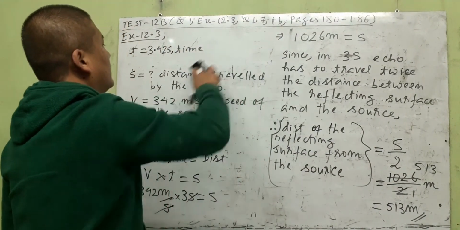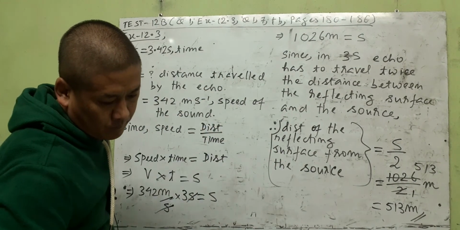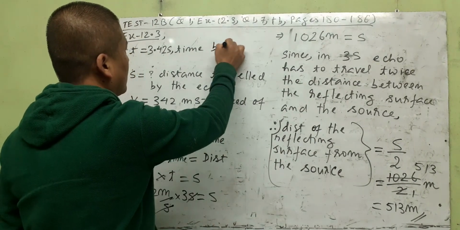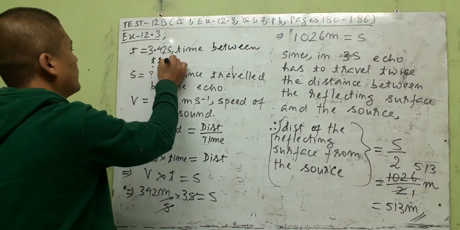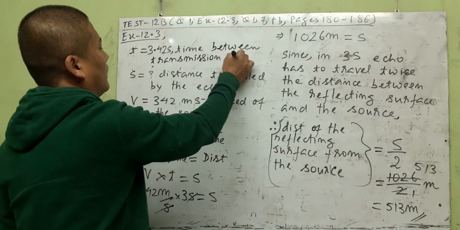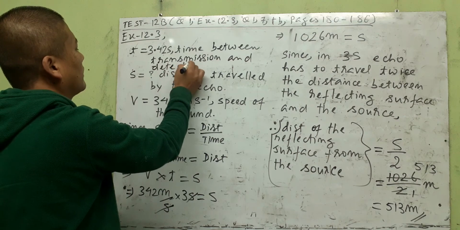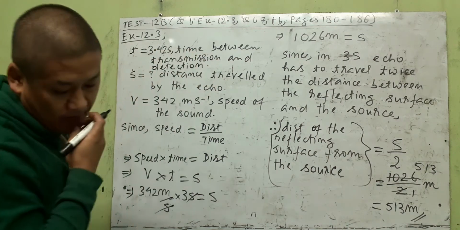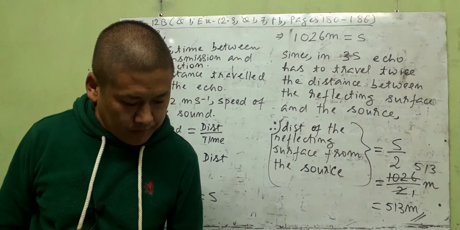According to the language of the text, time between transmission of the sound, means beginning of the sound, and detection. So this is actually the time taken for the echo to travel. Okay, s is the distance traveled by the echo.